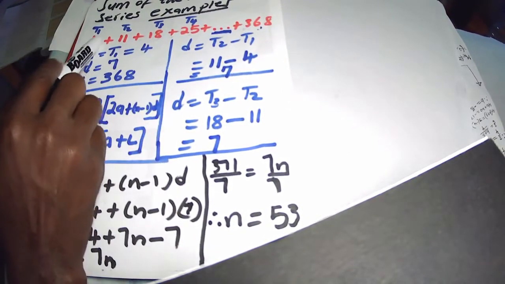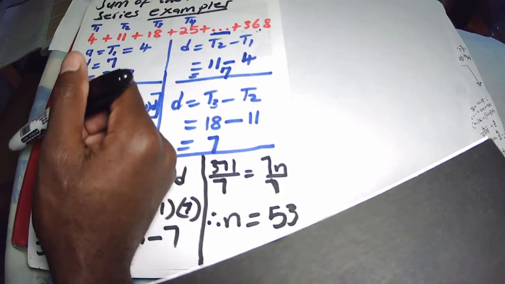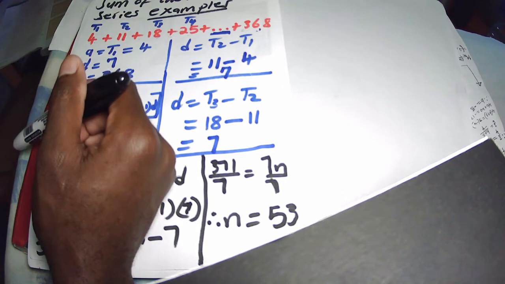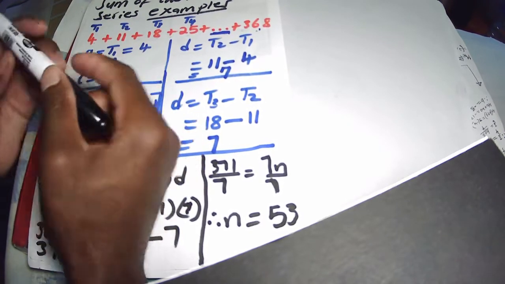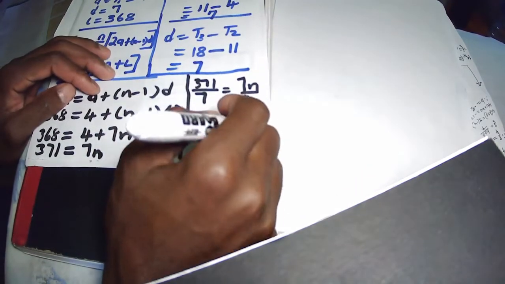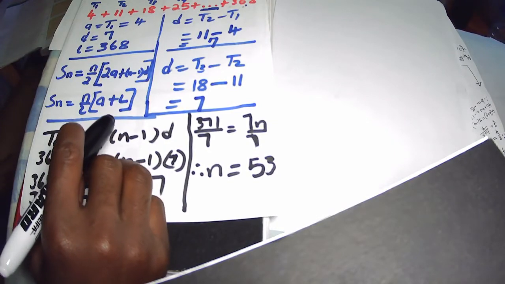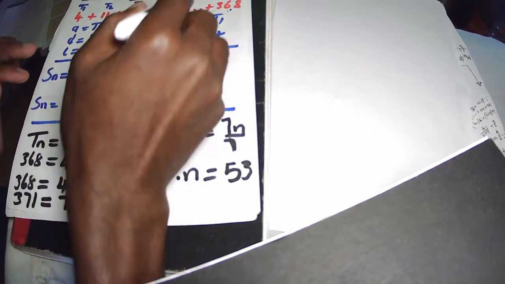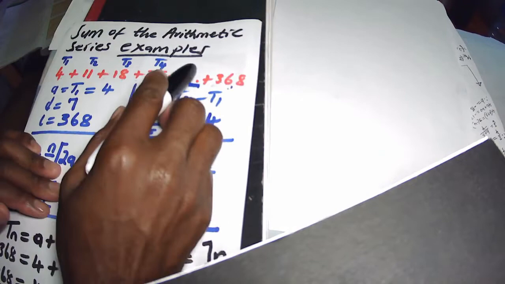Let's check. 1, 2, 3, 4, 5. So we have only 5 terms, which means we are left with 48 terms, because 53 minus the 5 terms is 48. So how would we have predicted that in between there are 48 missing terms?